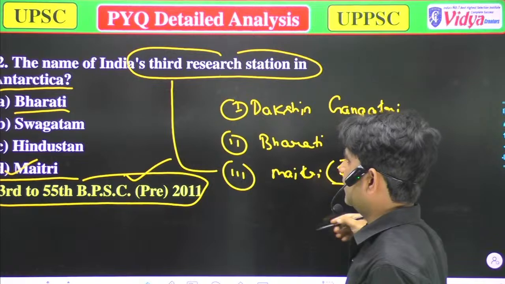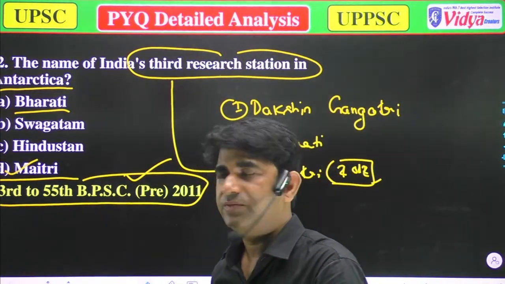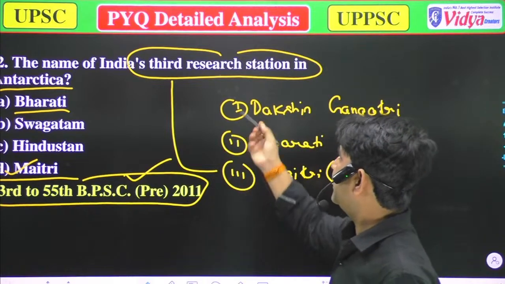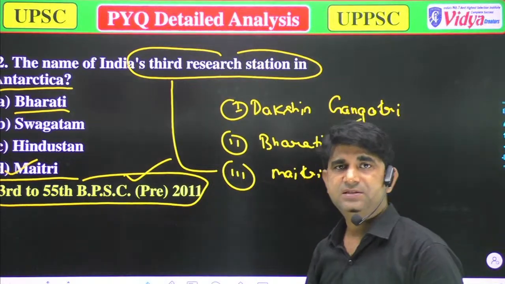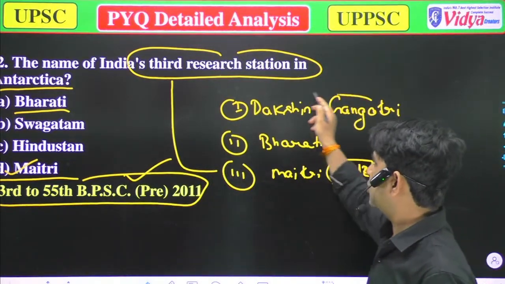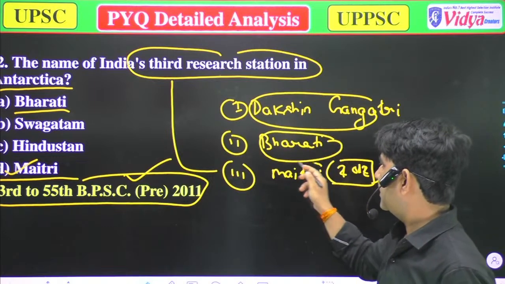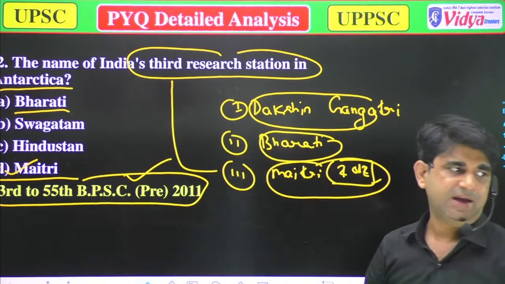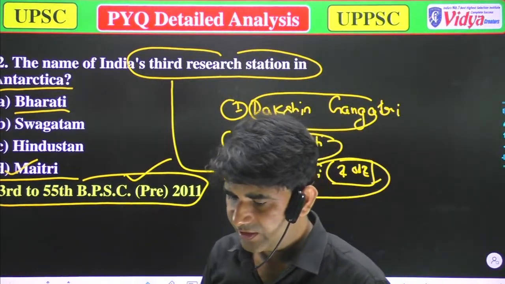So now it's clear what the correct option of that question is. The name of India's third research center in Antarctica is Maitri, because the first was Dakshin Gangotri, the second was Bharati, and the third was Maitri. Please try to attempt the next question.